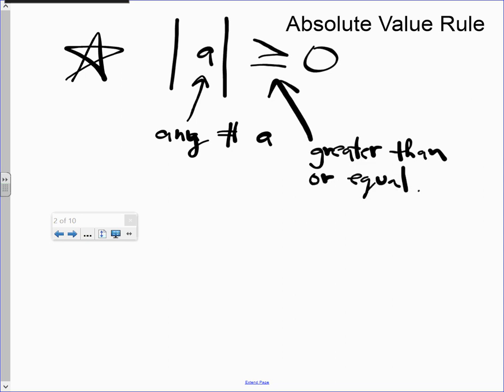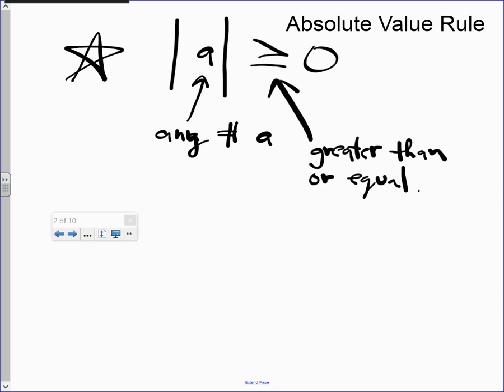What's a number greater than 0? Can someone think of a number greater than 0? How many numbers are there that are greater than 0, logically? An infinite amount, right? The better mathematical term would be infinite. So this is saying, if you ever come across an absolute value equation, it better be greater than or equal to 0, or there's no solution.